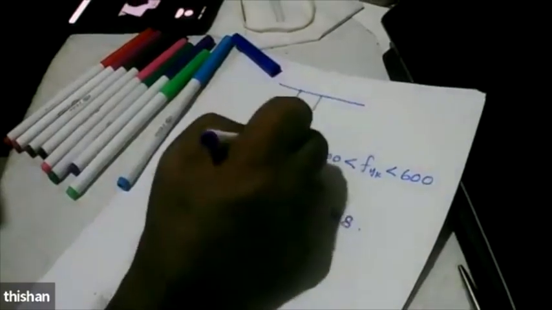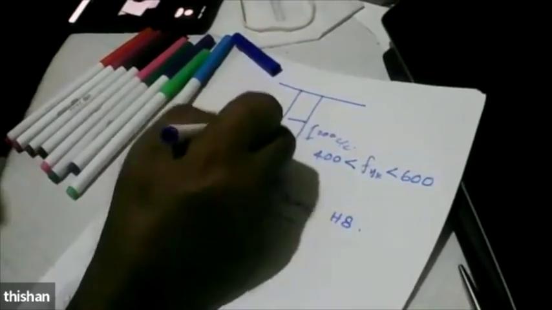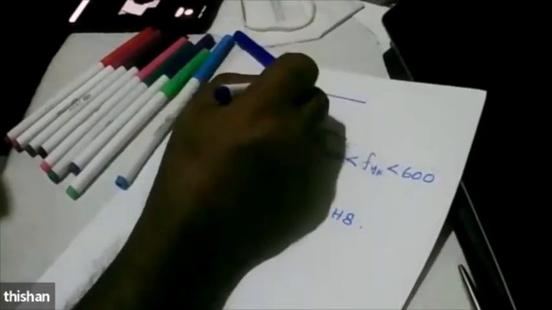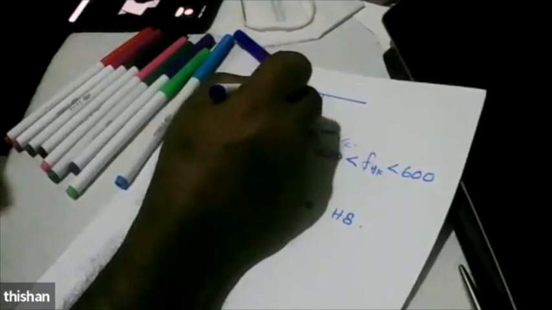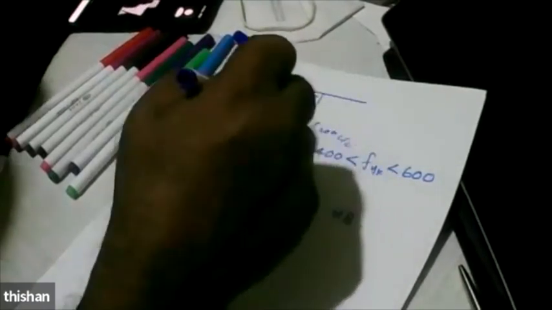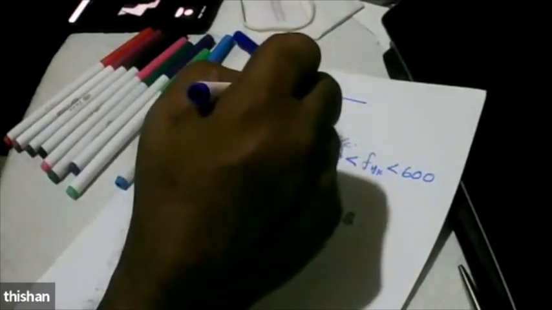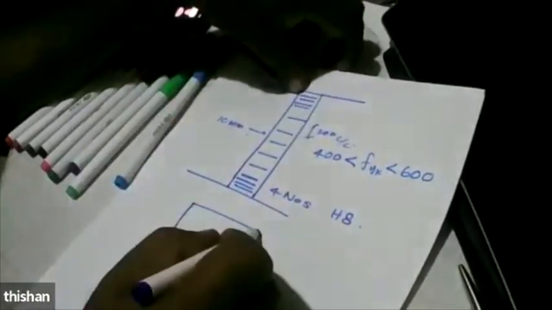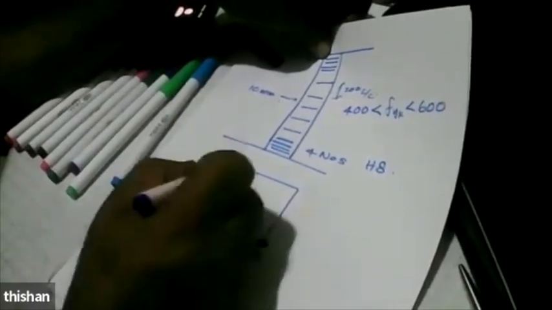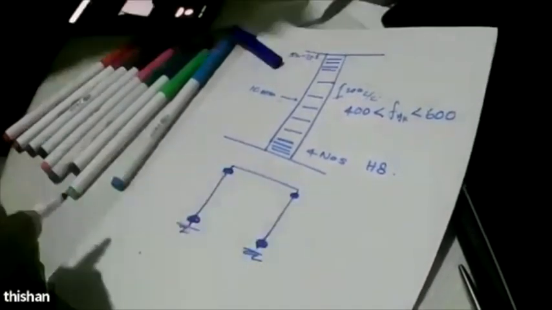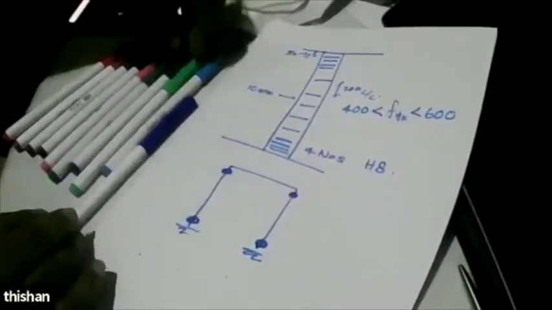Beyond this, 200 centimeter. These bars are 10 millimeter. Again, here you will have four bars at 50 to 75 spacing. What is the reason? If it is a frame subjected to an earthquake, where do we get the plastic hinges from? And in the beam, you can get it here.